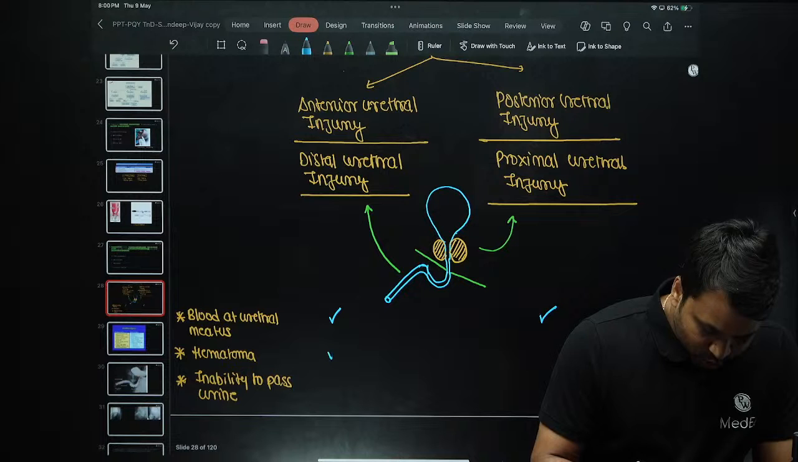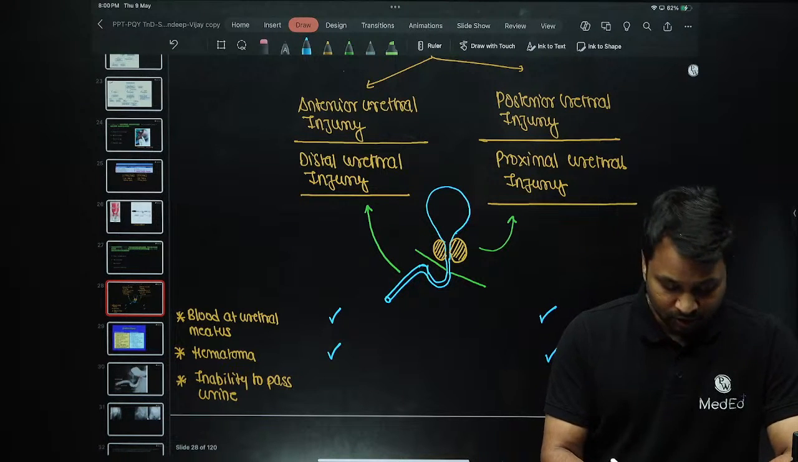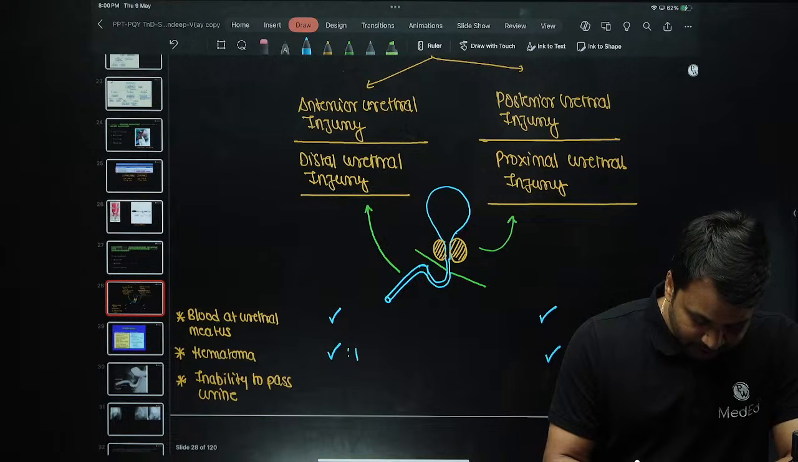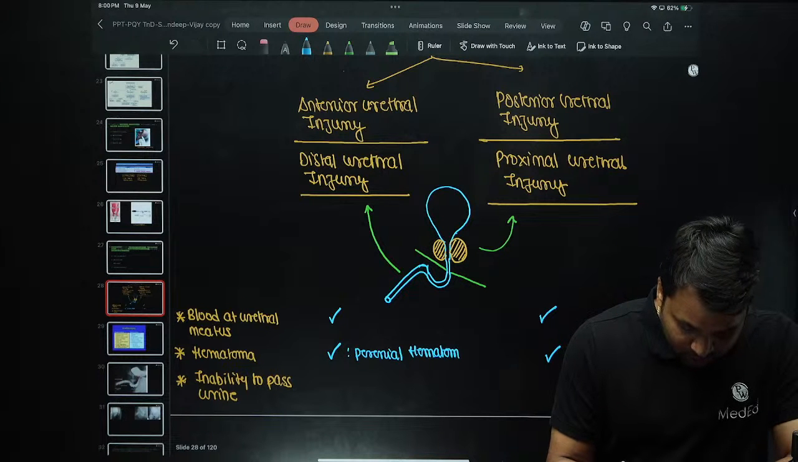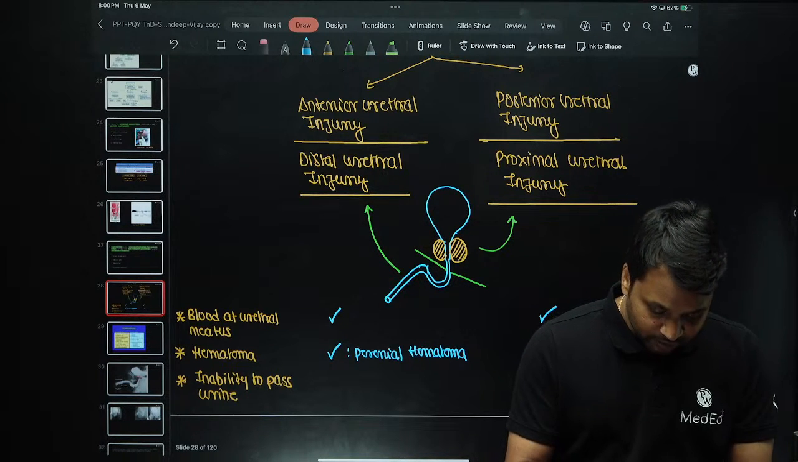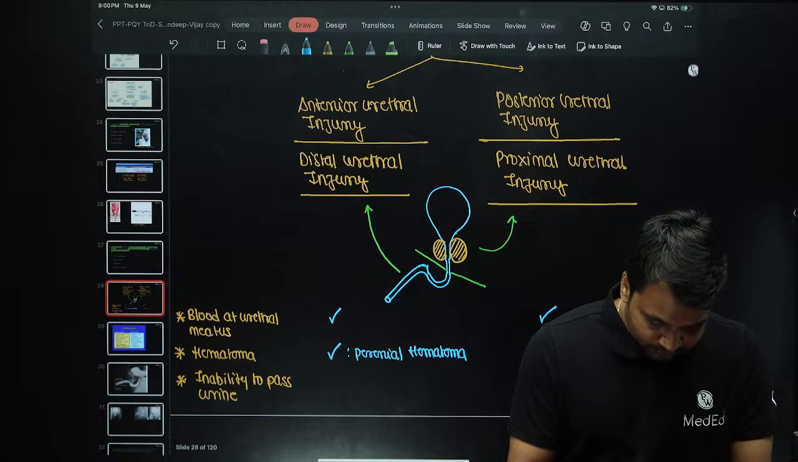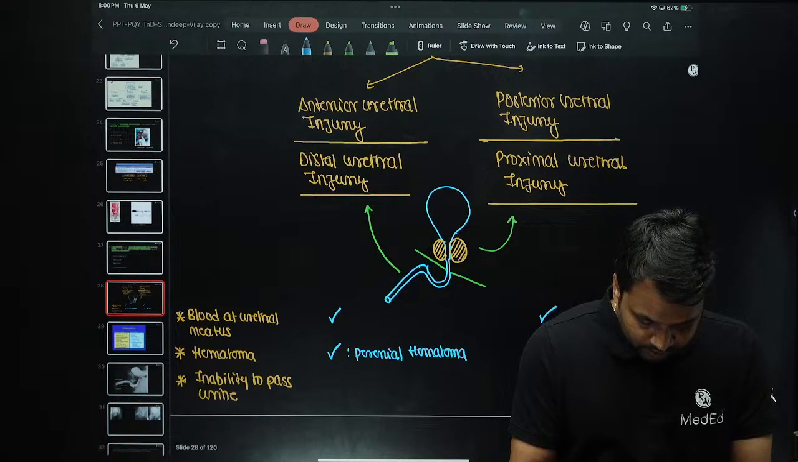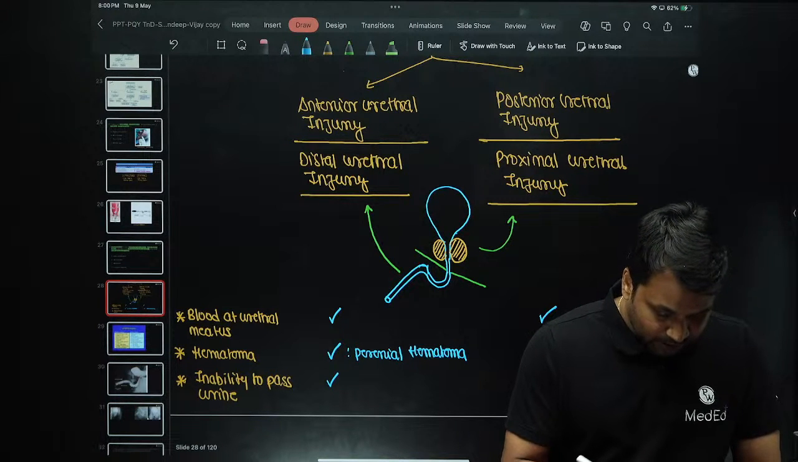The hematoma will be present here, but you will notice the bulbar injuries are associated with perineal hematomas, whereas your membranous urethral injury will be associated with the pelvic hematoma. Both of them will have inability to pass urine.